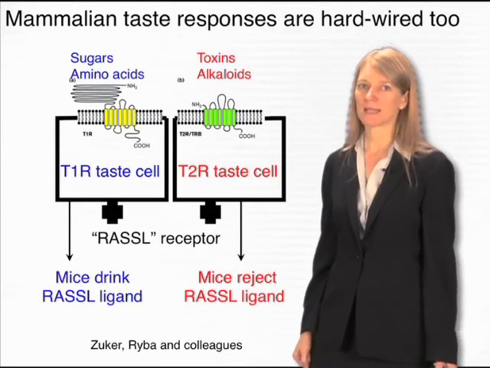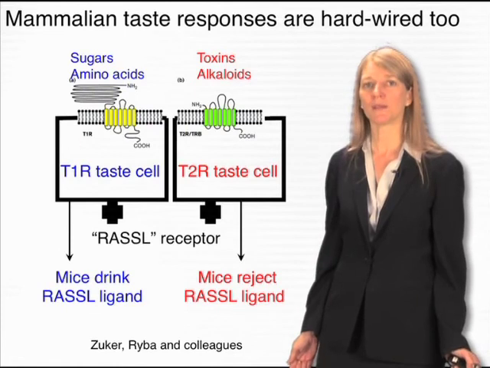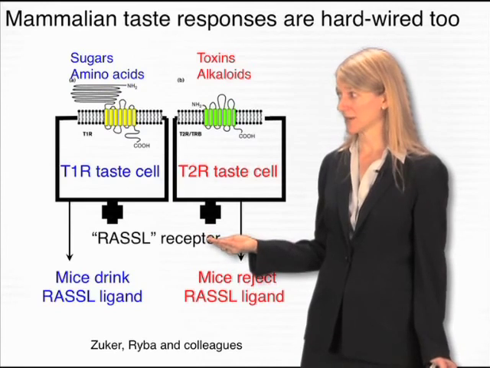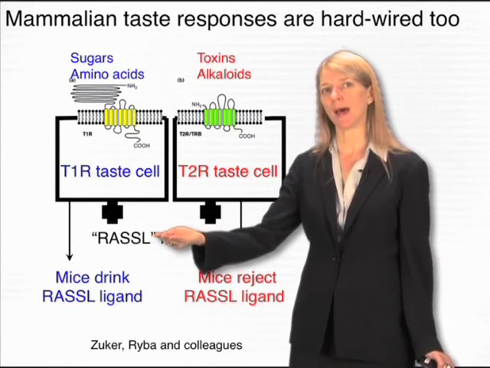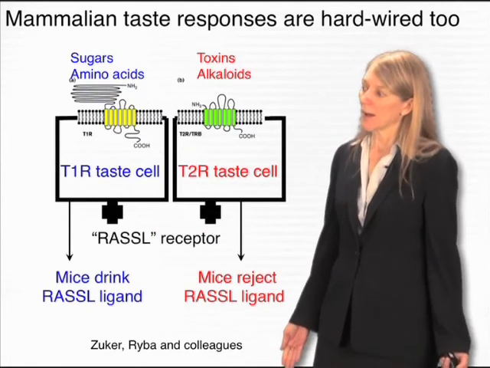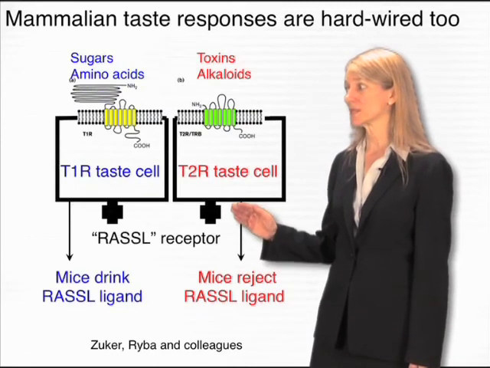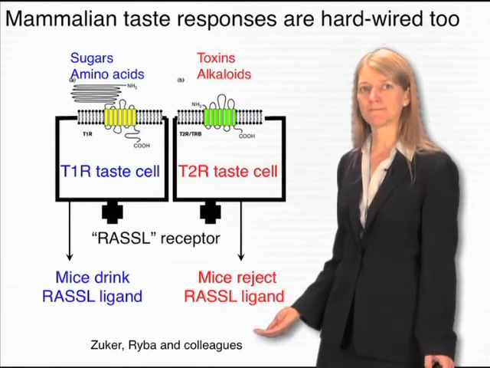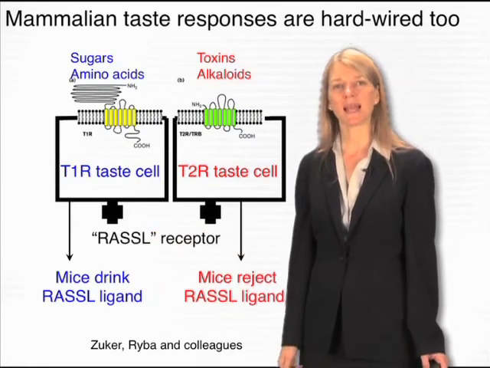It's a receptor that's not found in nature. It's engineered in the laboratory, and it detects a compound that's not found in nature, that's only found in the laboratory. They put the RASSL receptor either on the T2R cells that sense bitter compounds, or they put it on the T1R cells that sense sweet compounds, and they asked the mice, what do you think about this RASSL ligand? Naive mice that have never seen a RASSL ligand don't respond to it one way or another. But if they have this receptor on their bitter cells, they reject the RASSL ligand. They perceive it as bitter. And if they have this receptor on their sweet cells, they drink the ligand. They perceive it as sweet.